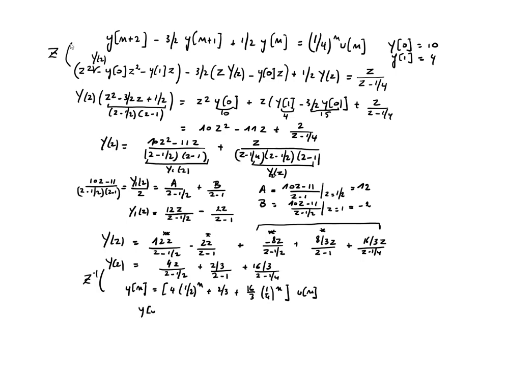So y0 is equal to 4 plus 2/3 plus 16/3. So that's 4 plus 6, right? So that's 10. y1 is 2 plus 2/3 plus 16/3 divided by 4, so 4/3. So 2, and this is also 2, so this is 4. And indeed, we meet the initial conditions.